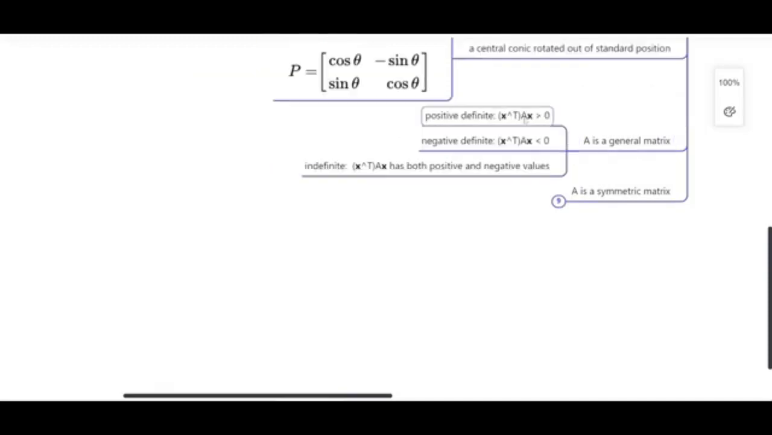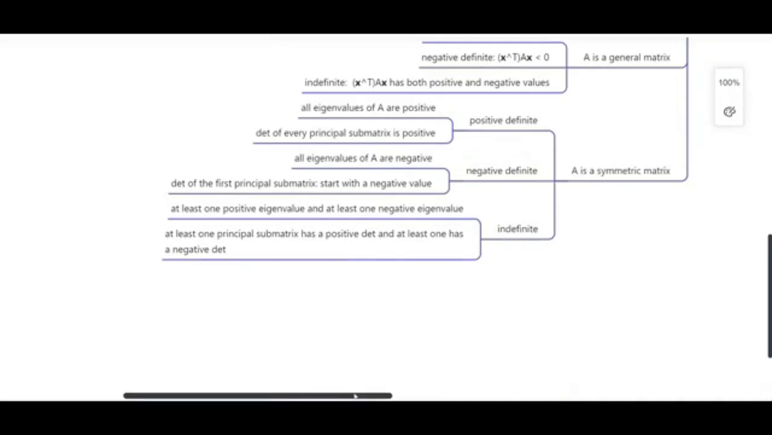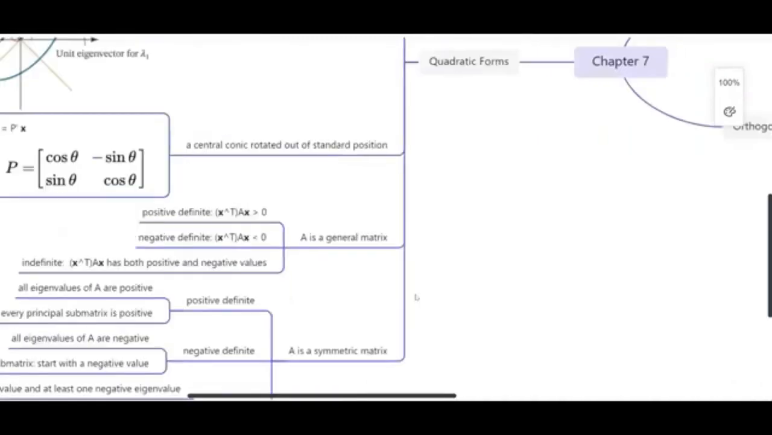A is positive definite, negative definite, or indefinite in accordance with whether the associated quadratic form has this property. If A is a symmetric matrix, we can simply use one of the statements to prove. That's all for Chapter 7.